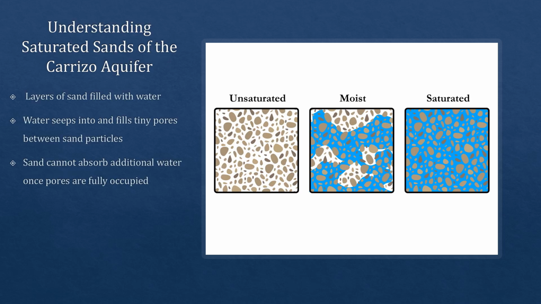In the Carrizo Aquifer, saturated sands are crucial for storing and transmitting groundwater due to high porosity and permeability. When water infiltrates into these sand layers, it permeates the voids between the sand grains, filling the tiny pores until they are completely occupied. This process results in a state of saturation where the sand cannot absorb any additional water as all available pore space is filled.